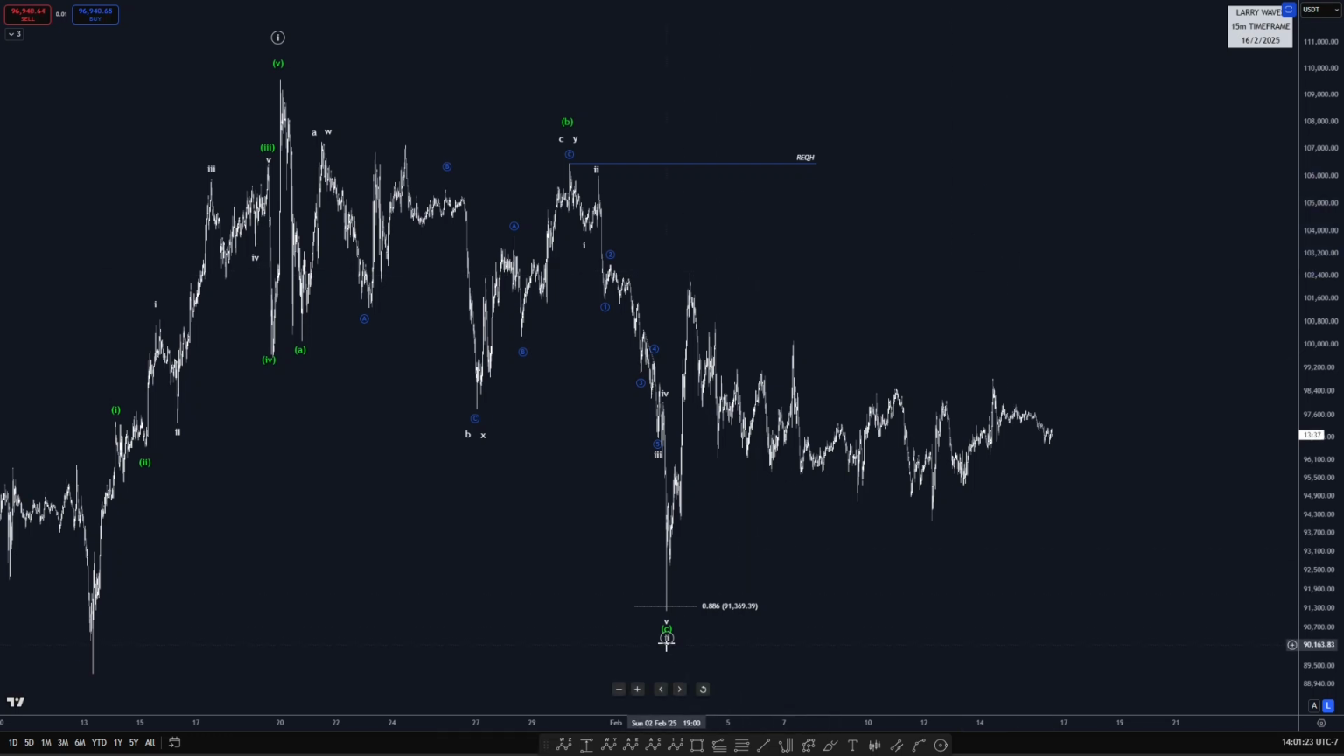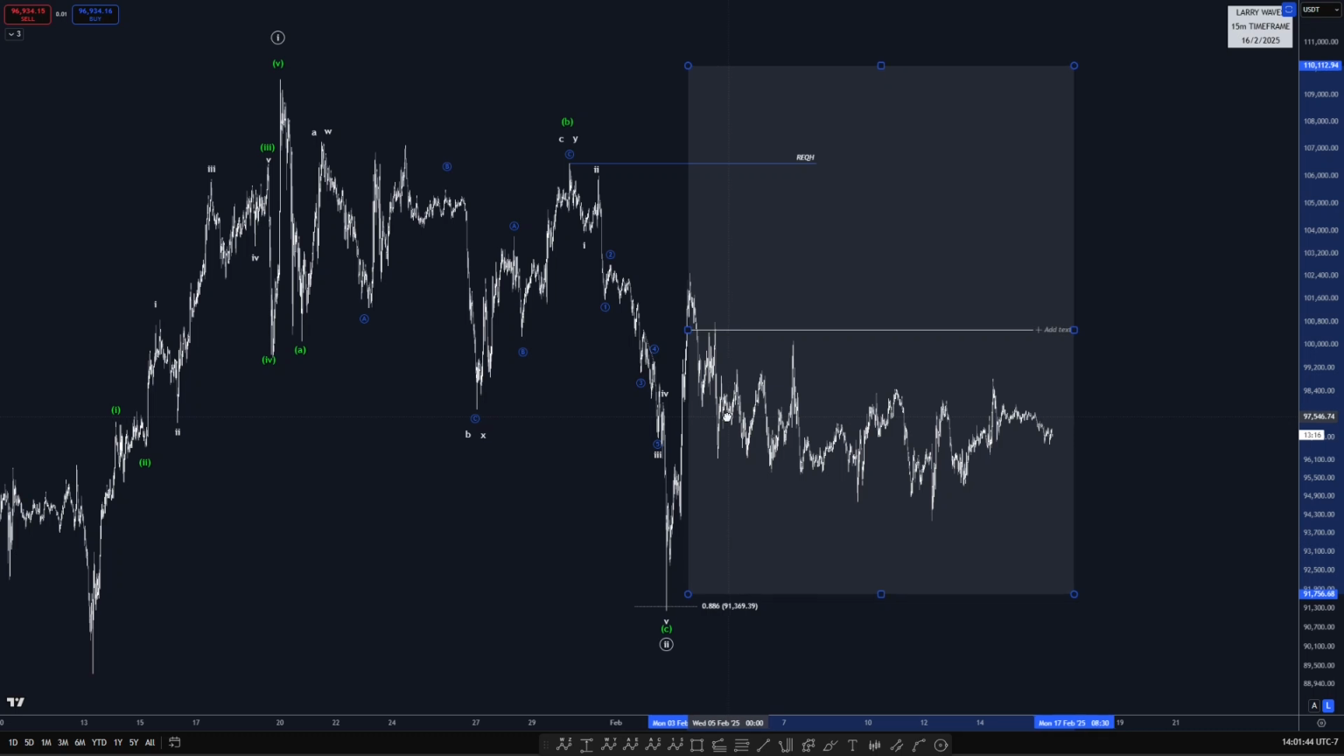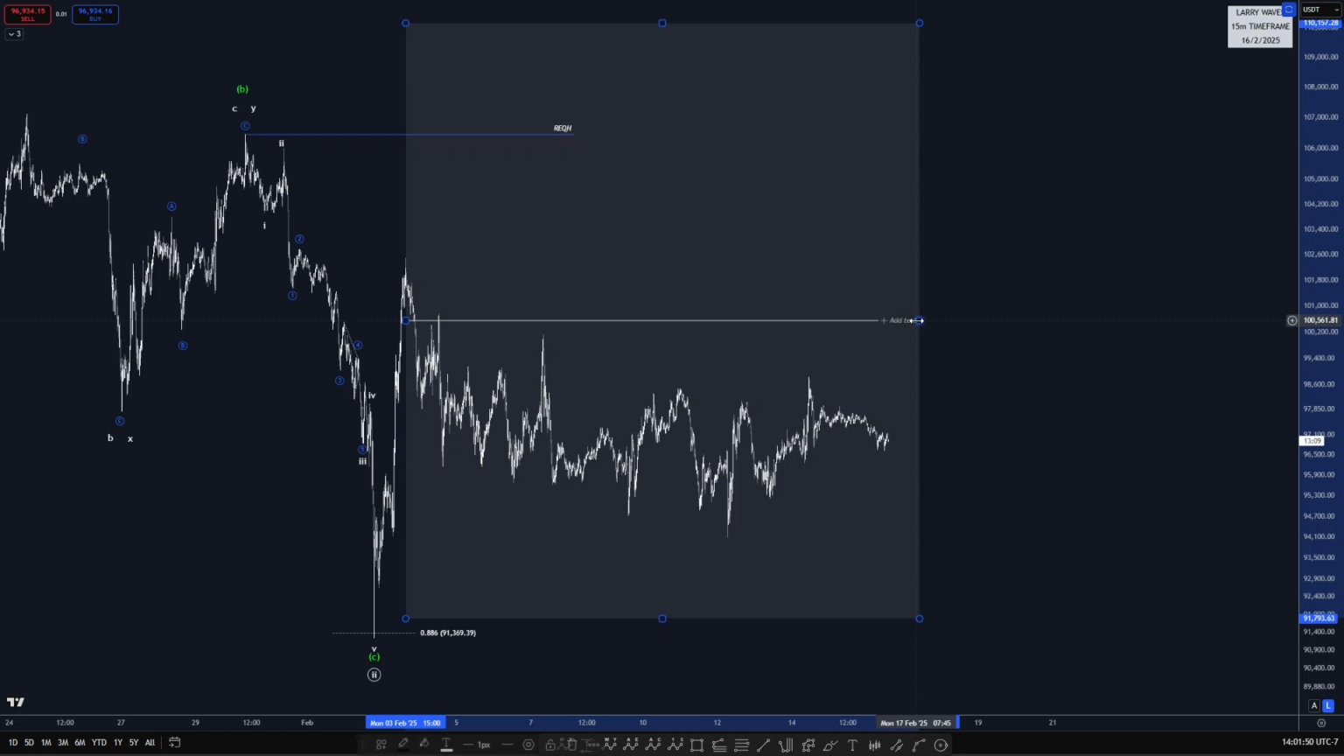Now, the prior wave 2, when we measure it in terms of time, this is what we get. This is the origin of the wave 2, and this is the termination of the wave 2 of a minute degree that we have. Applying it over to where we are right now, this is the beginning of our current wave 2 that we're in, and potentially it could still be going on, which we'll discuss, or it could have already completed, which we'll discuss as well.